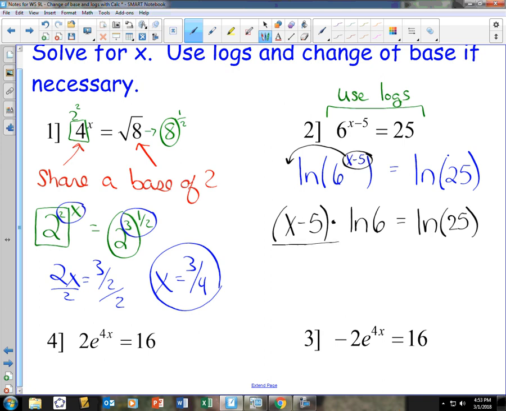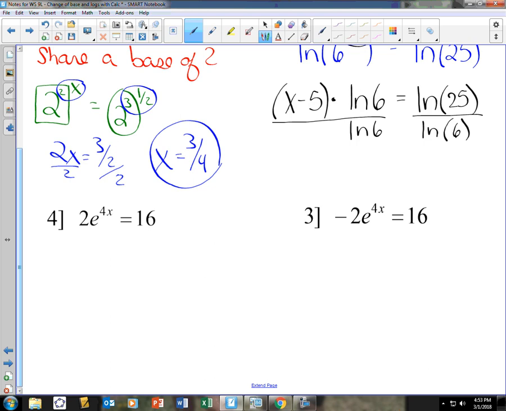All right, so now I'm going to have x minus 5 is equal to, and I can go ahead and punch this into my calculator, figure out what that is. Natural log of 25 divided by natural log of 6 is 1.796. How about we call that 1.8? So 1.8. And then we just add our 5 over, and so x is 6.8. All right, so that is one way to deal with a variable that's in the exponent.